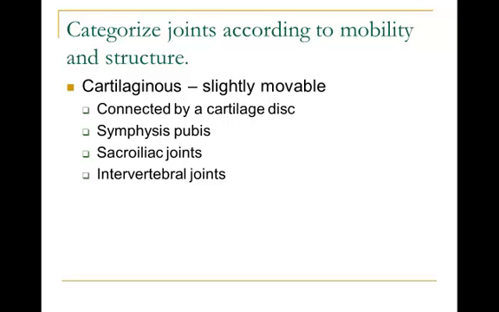Cartilaginous or amphiarthrosis, sometimes called that, or slightly movable. And this is where there's a cartilaginous disc. So we looked at the pelvis in our last set of slides, and there was a cartilaginous disc there holding the pelvic bones together at the front in the symphysis pubis area, as well as in the posterior where the iliac part of your coxal bones joins onto your sacrum, and then of course in between your vertebrae they would be found.